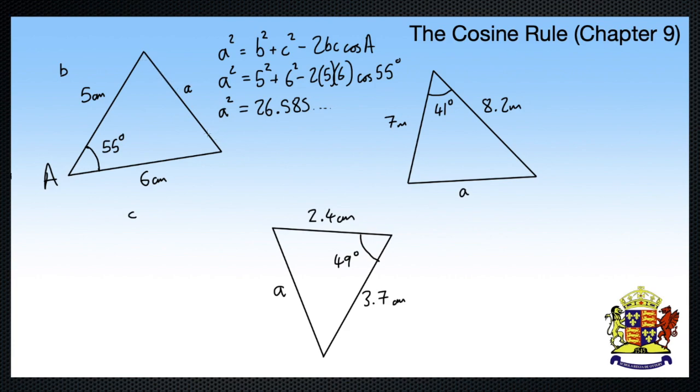It's far too long. So once you square rooted it, you get the answer 5, or to one decimal place, you get the answer 5.2 centimeters. Obviously discount the negative answer you get because it is a length. Okay, moving on, this one up here.